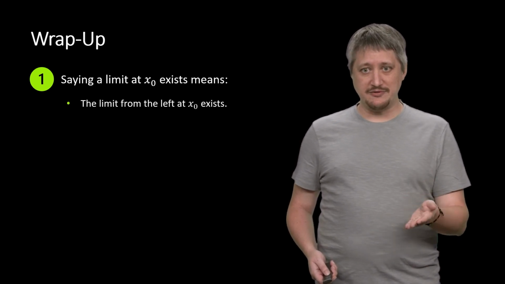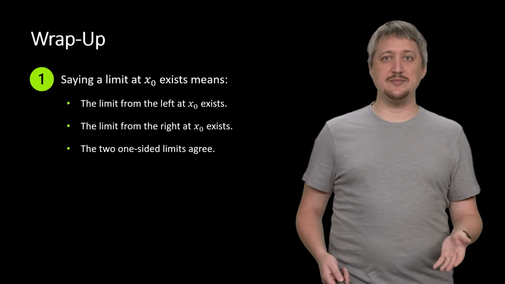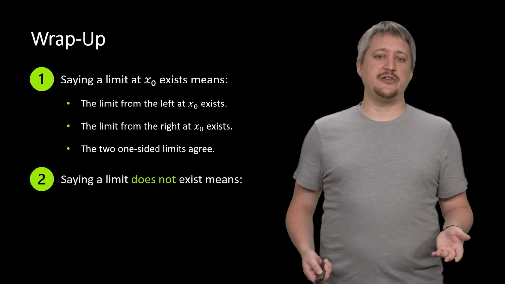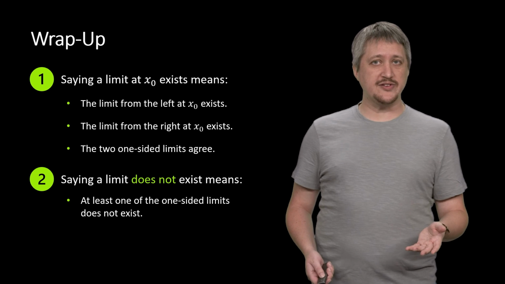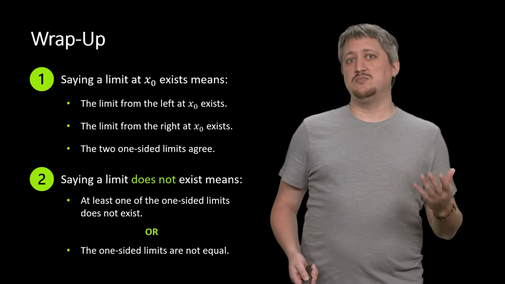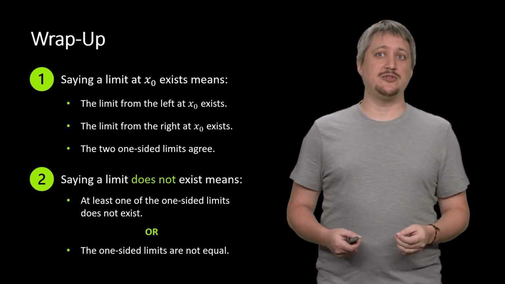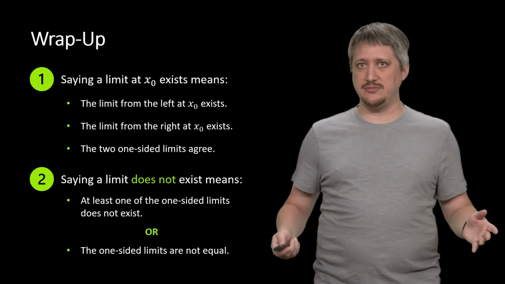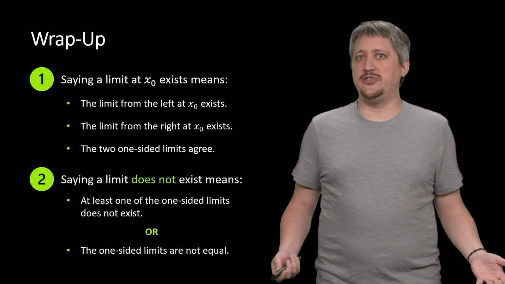So in general, when we're talking about whether or not a limit at x naught, or x sub 0, exists, that means we have these pieces: the limit from the left exists, the limit from the right exists, and those two things have to agree. That's what it means to say that a limit exists at a point. Conversely, saying a limit does not exist means one of two things. Either at least one of the one-sided limits doesn't exist, or they both exist but are not equal. So if they go to different values, like positive and negative infinity, but even less dramatic, if one goes to 2 and one goes to 5, if they're not equal, that tells us the limit doesn't exist, okay?